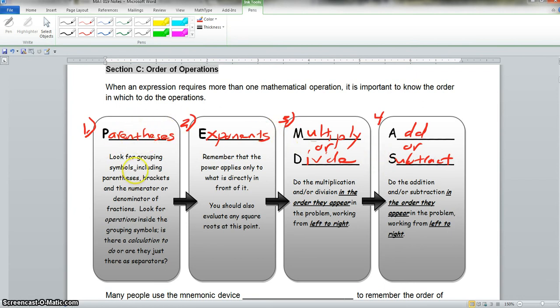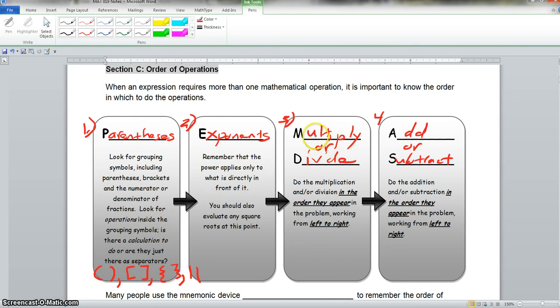Now again, the first thing you would do is parentheses. Now there are different sets of parentheses. We have the basic looking parentheses. We have the brackets. We also have the braces. And then we also have absolute value. Next, we have exponents. Exponents we just did on page 1, which is the powers.